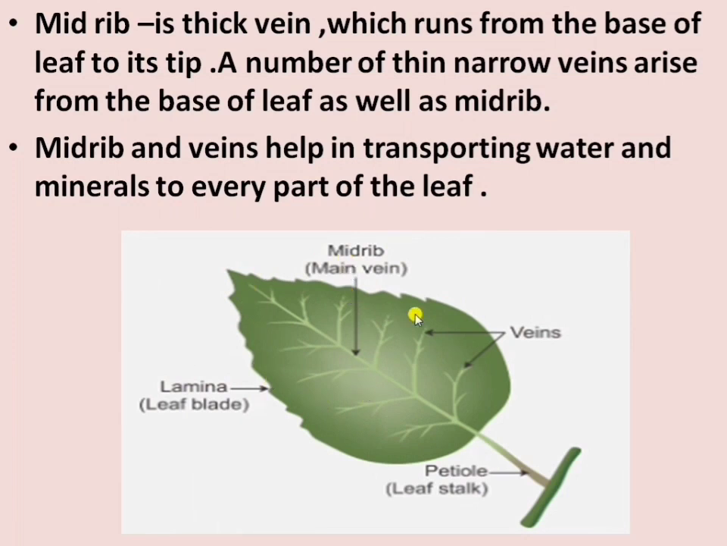This is a picture of the parts of the leaf. First one is the petiole. The petiole is the stalk by which the leaf is attached to the branch. So it's the petiole, that is, the leaf stalk. Next is the lamina. Lamina is the main body of a leaf. It is broad and green in color. This is the lamina.